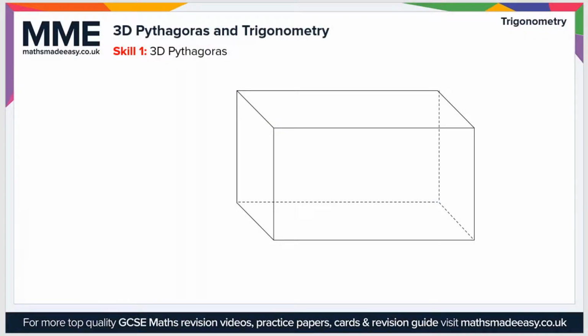Welcome to the Maths Made Easy tutorial on 3D Pythagoras. So 3D Pythagoras is essentially just 2D Pythagoras twice, and I'm going to demonstrate the proof of it here.